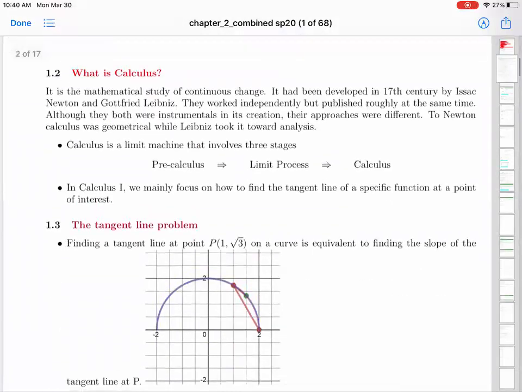All right, so what is calculus? It's the mathematical study of continuous change. It was developed in the 17th century by Isaac Newton and Gottfried Leibniz. They worked independently, but they published their work at roughly the same time. Although they were both instrumental in the creation of the ideas of calculus, their approaches were different. To Newton, calculus was geometrical, while Leibniz took it toward analysis.